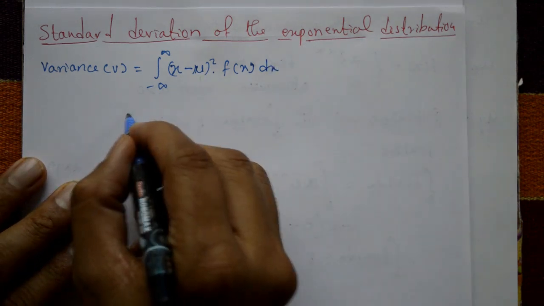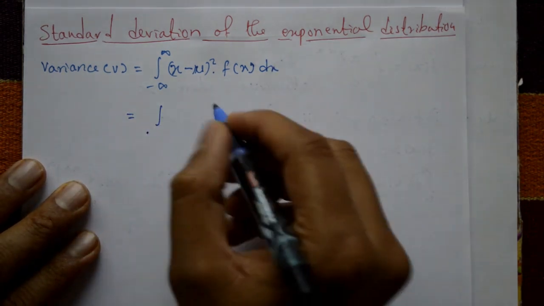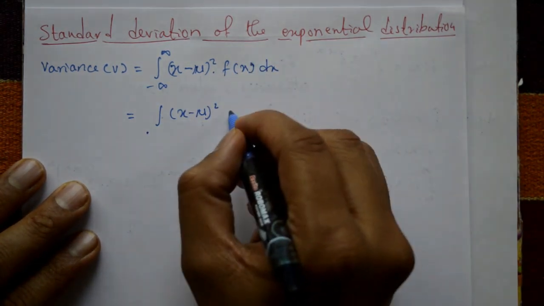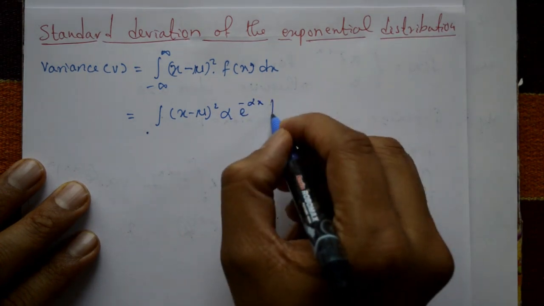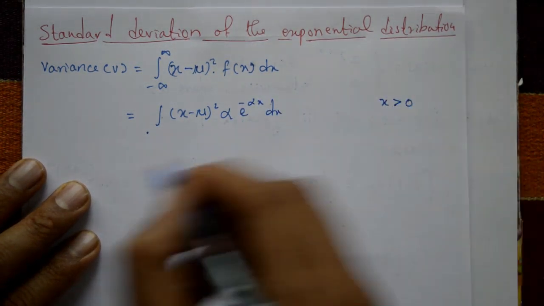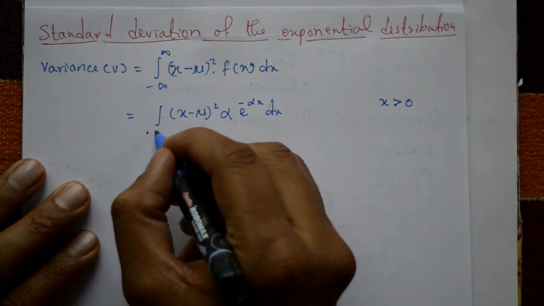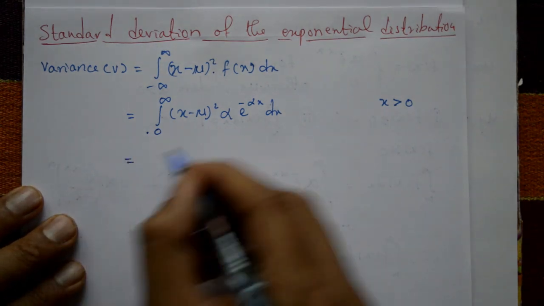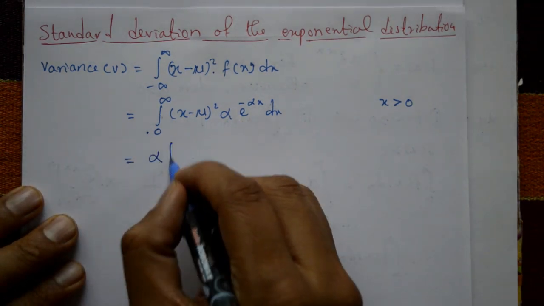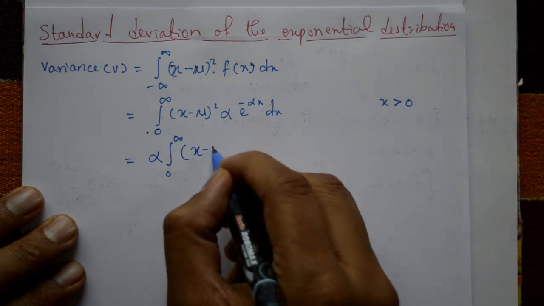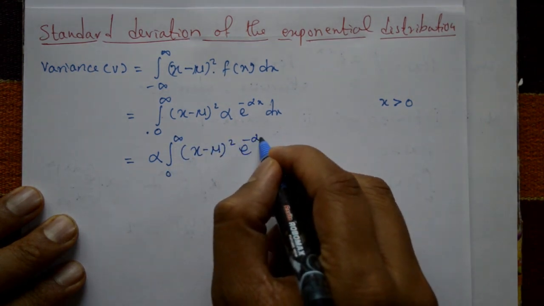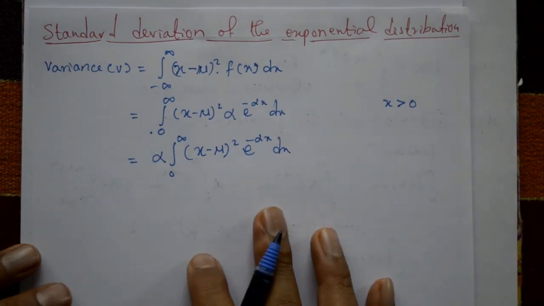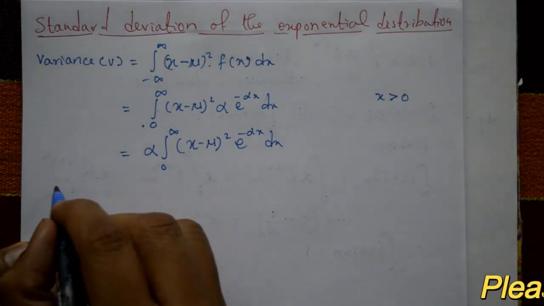Okay, now this is equal to the integration of (x minus mu) whole square, and f of x is alpha into e raised to minus alpha x with respect to x, but x is greater than 0, means this integration limit is 0 to infinity. Now constant take outside, alpha into integration of 0 to infinity (x minus mu) whole square e raised to minus alpha x dx. Okay, this is polynomial and this is exponential, product of two functions, using Bernoulli's rule.